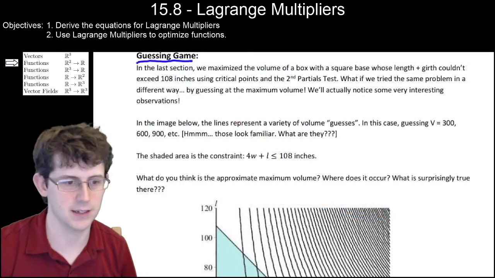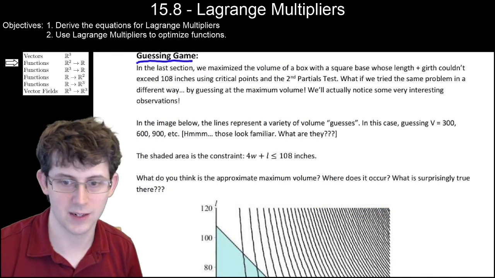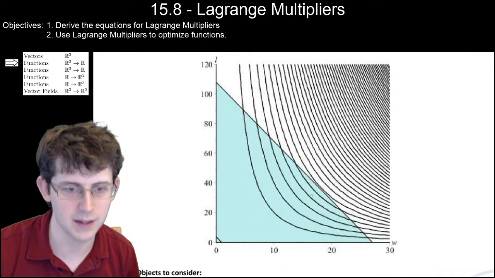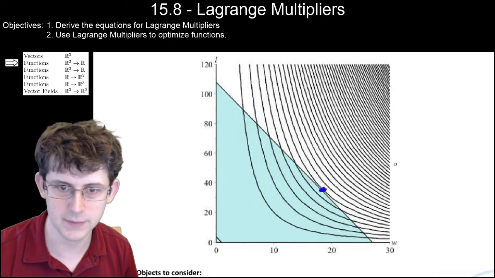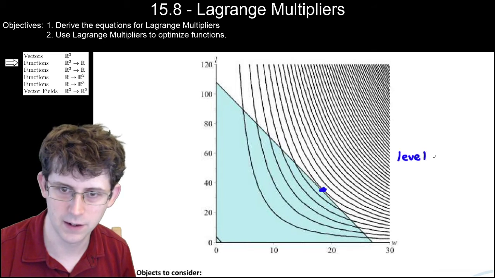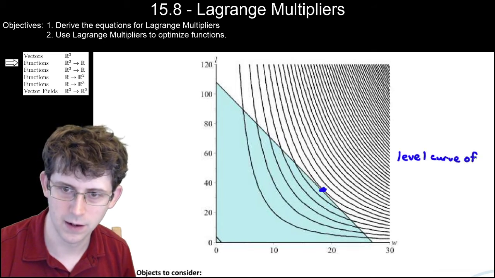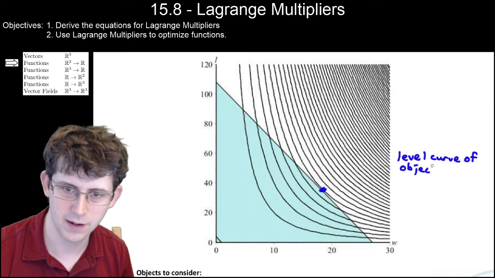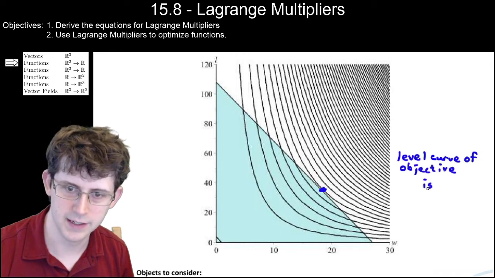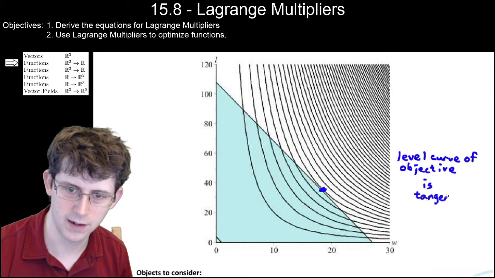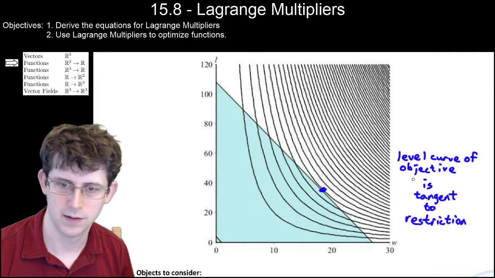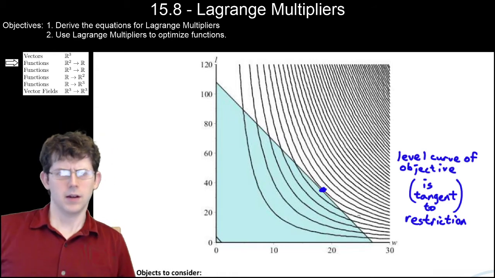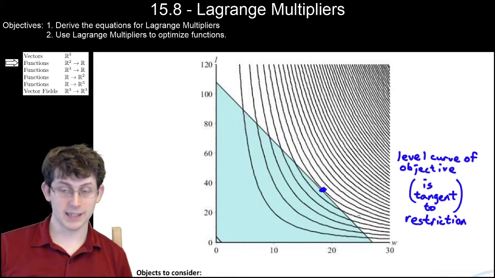Okay, so let's try to actually write that down as an equation. What is surprisingly true? Yeah, so the maximum volume is at this place where the level curve of objective is tangent to the restriction.